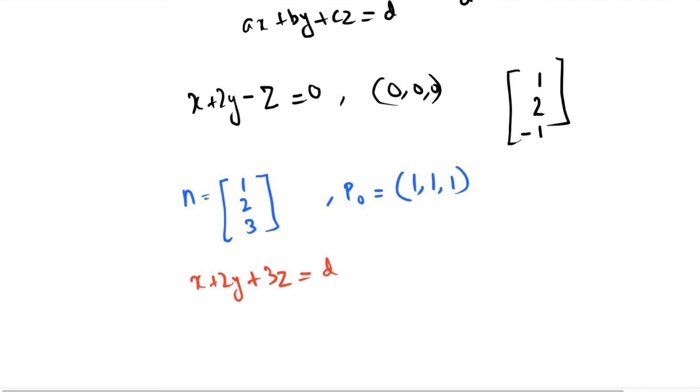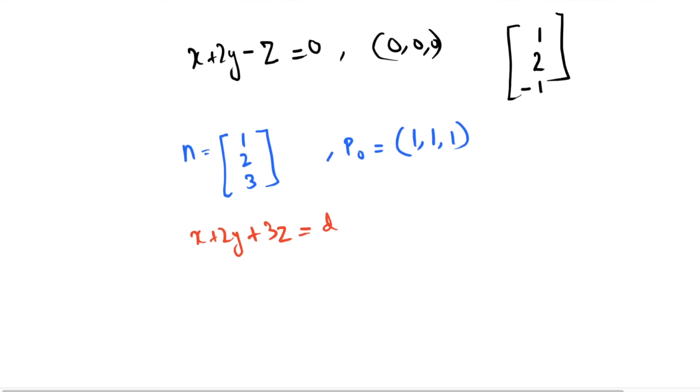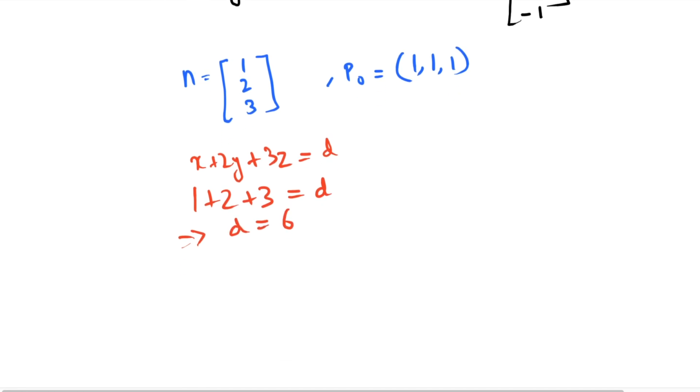So plugging in the x, y, z values for the plane, we get 1 plus 2 plus 3 is equal to d, which implies d is equal to 6. So the equation of the plane is x plus 2y plus 3z is equal to 6.